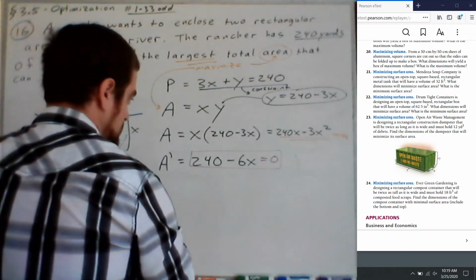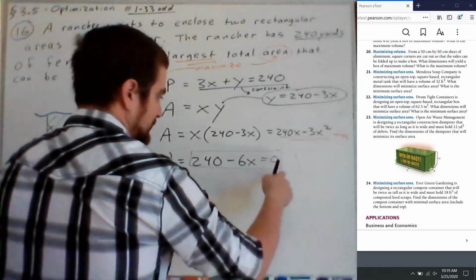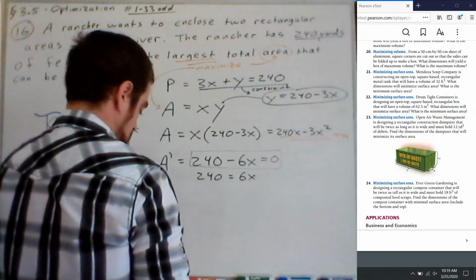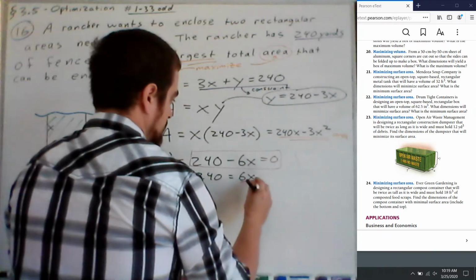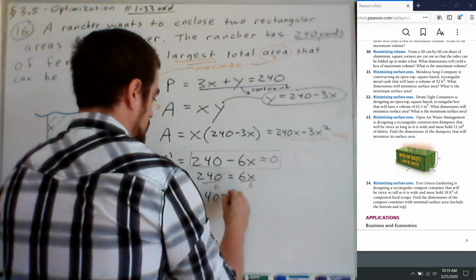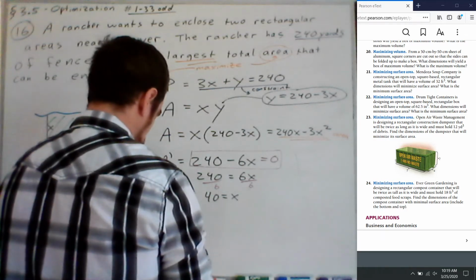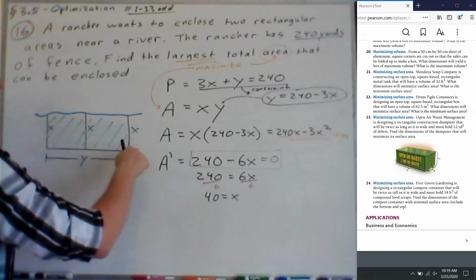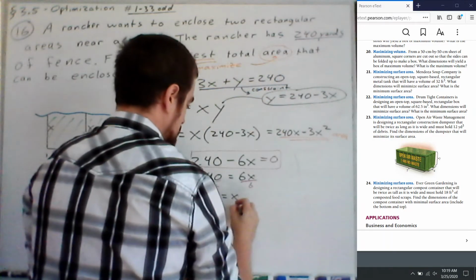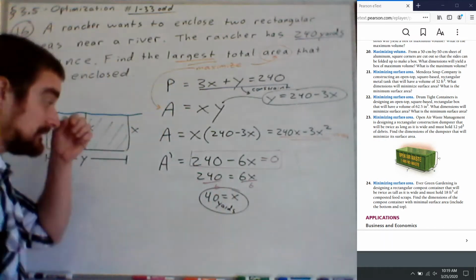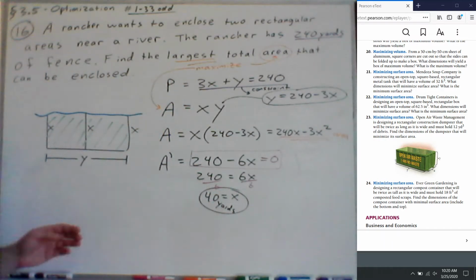So let's do that. Let's set this equal to 0. Well, let's just add 6x over to the other side so that we can quickly divide by 6 and say that 40 equals x. Right, so this is our x value, aka it must be 40 yards. Right, so we found out that x has to be 40 yards.